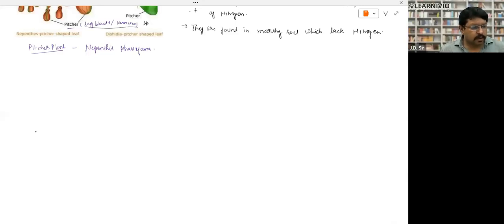Look, plants on the basis of habitat. Habitat means where they are living, where they are found. Habitat is the place where plants or animals live. So on the basis of habitat, the first kind of plant is called... no, not mesophyte. Let me write down the difference.